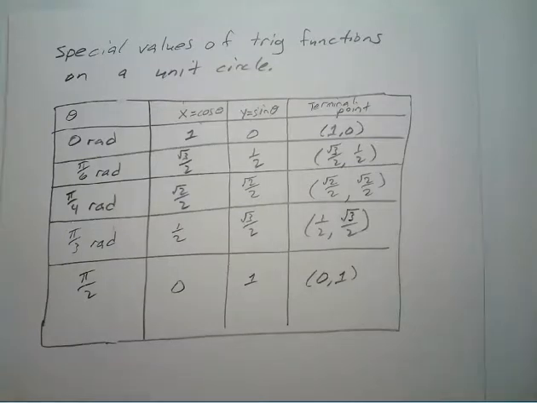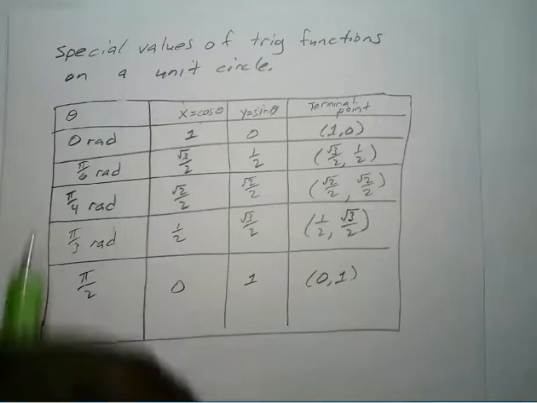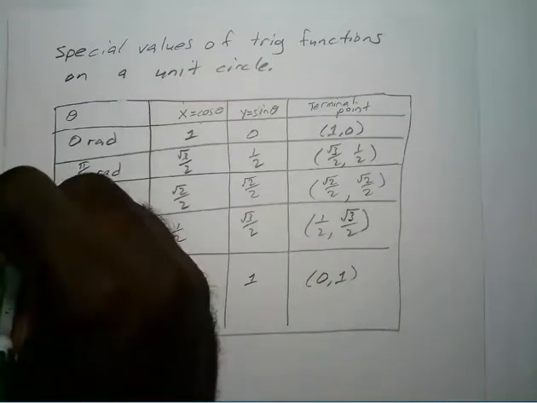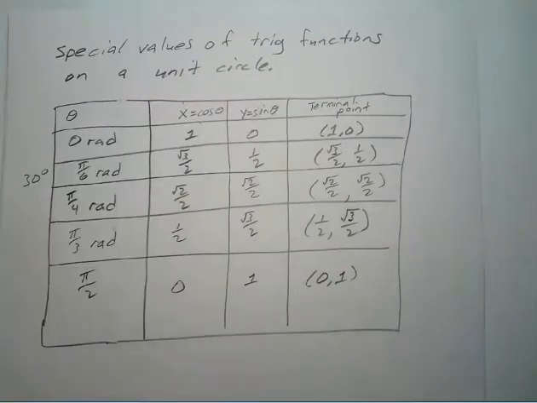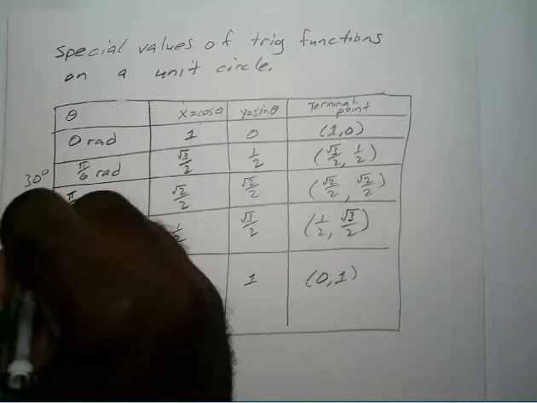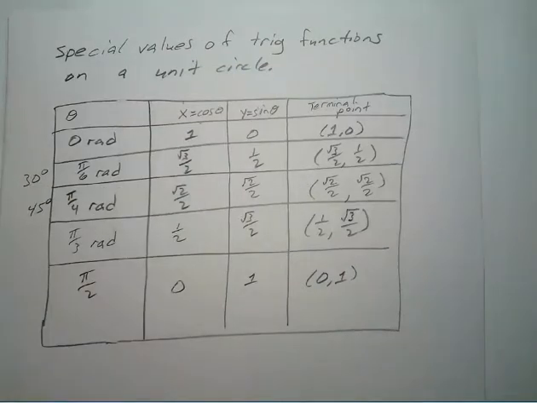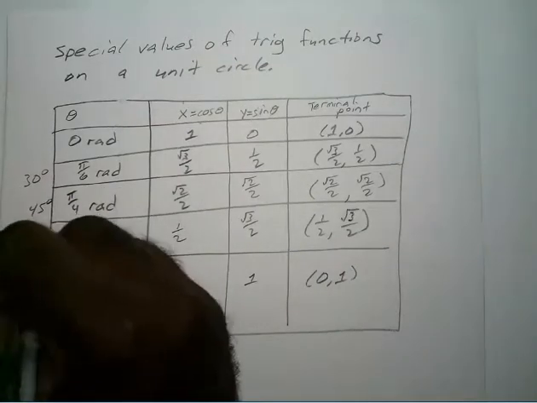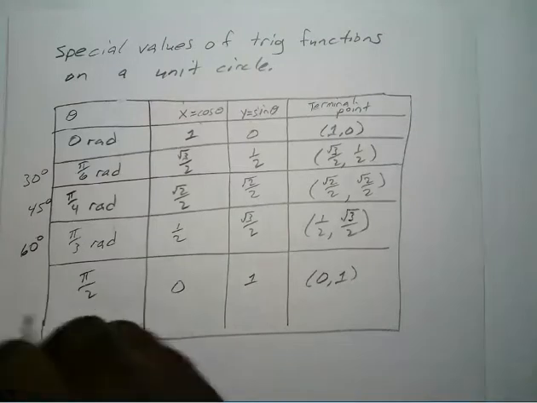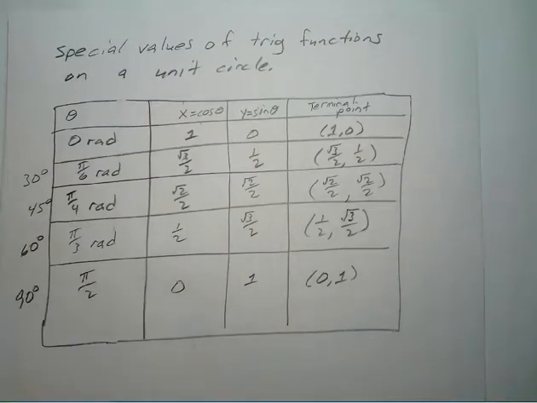We will cover converting a little bit later, but pi over 6 is actually 30 degrees. Pi over 4 is 45 degrees. Pi over 3 is 60 degrees. And pi over 2 is 90 degrees.